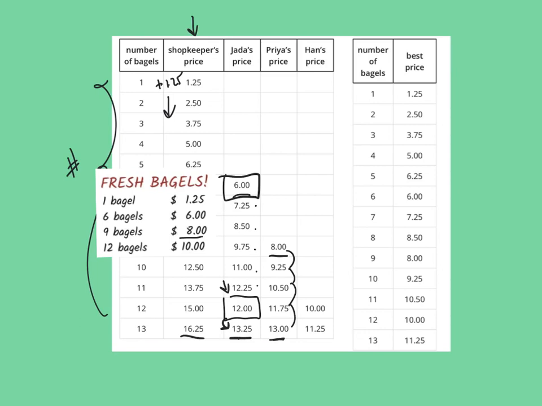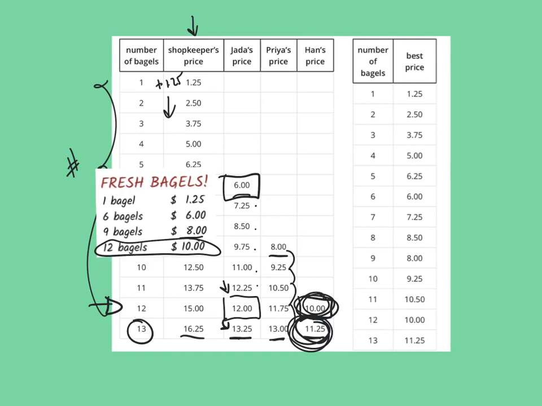Han, I think, has got this down to a science, right? Han says, hey, how about just the dozen bagels for $10 plus the extra singleton for $1.25 to get to $11.25. So I think that's the best price for 13 bagels. How about if you look down the line for 12 bagels? What's the best price? Right here. So best price, best price.